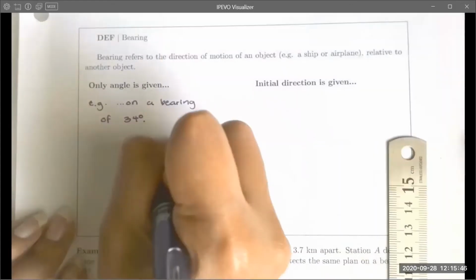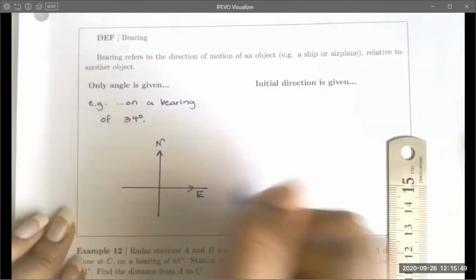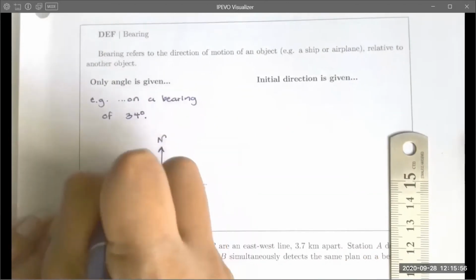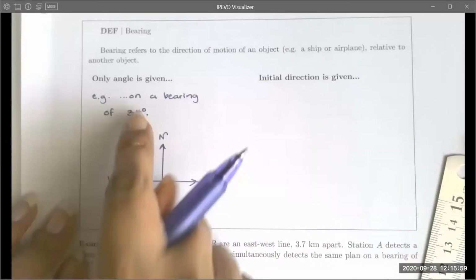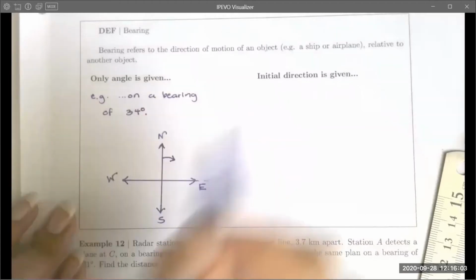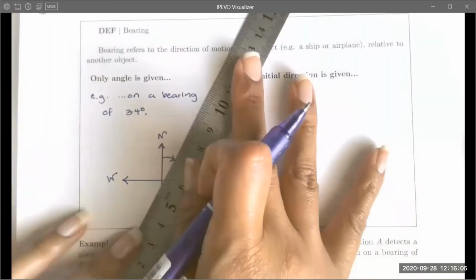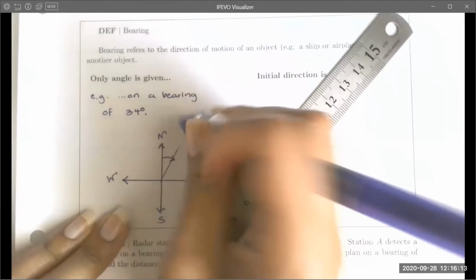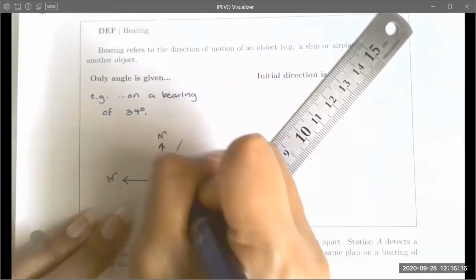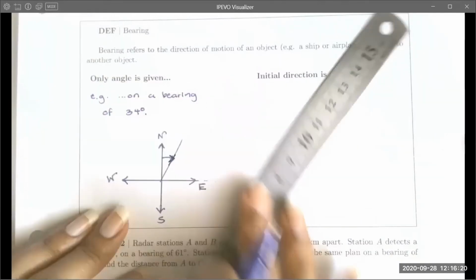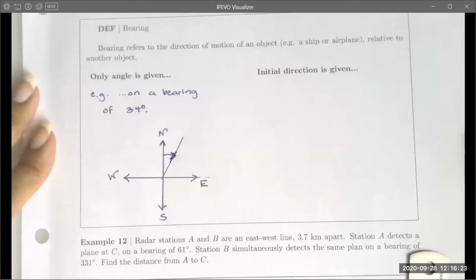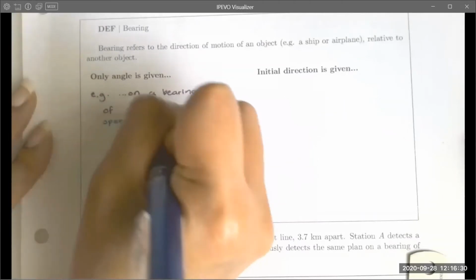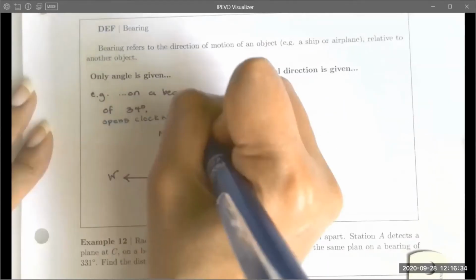So this is north. Here's east. South and west. And so if they only give you the angle, then you start from north and open clockwise. Okay, so this would be a bearing of 34 degrees. Oops. Okay, that didn't quite go as well as I wanted it to, but let me just erase this arrow and have it terminate there. All right. So in general, it opens clockwise, starting at north.